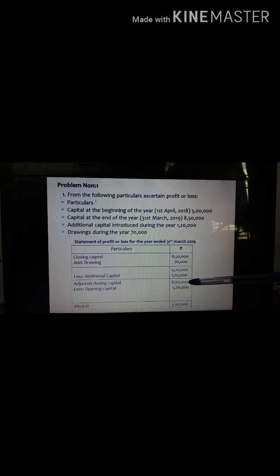After getting the adjusted closing capital, you have to minus the opening capital, which is also given in your problem, 5 lakhs. So 8 lakh minus 5 lakh, you get a profit of 3 lakhs. If it is of positive nature, you get a profit. If it is of negative nature, we get a loss. For example, if the adjusted closing capital is more than the opening capital, it is a profit. If it is less than the opening capital, then we get a loss.